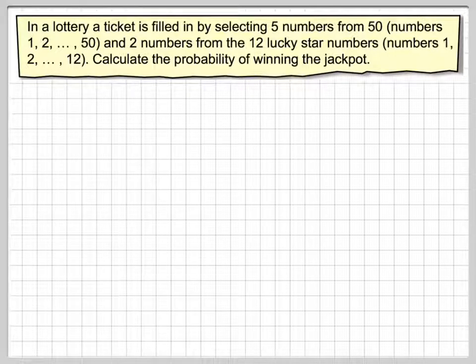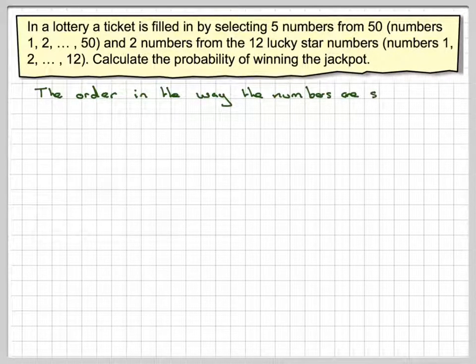This is quite an interesting question. The order in which the numbers are selected is not important. For example, you could select 1, 2, 3, 4, 5, but you could have selected them in this order: 5, 4, 3, 2, 1, or in any other order. But there are 5 factorial ways of selecting that set of numbers, which we'll look at later. So the order is not important.